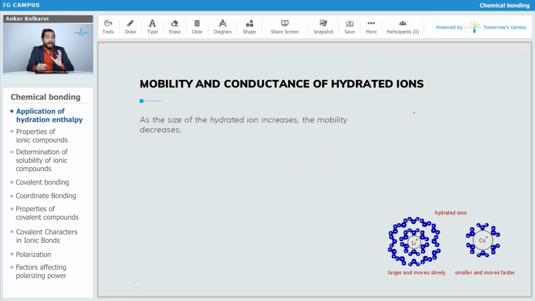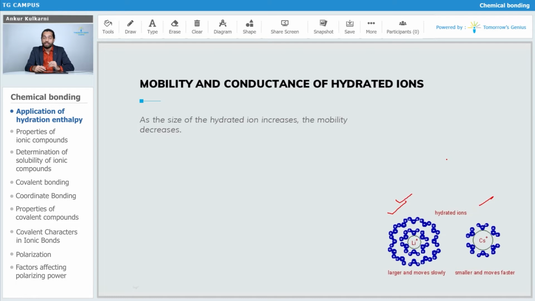So if the hydrated ion size is larger than the second ion, now let's consider the case of lithium and cesium. As you can see on your screen, cesium, being the bigger size, will attract less H2O, but lithium, with the smaller size, will attract more H2O. Now the size of the hydrated ion will be greater in the case of lithium and smaller in the case of cesium.